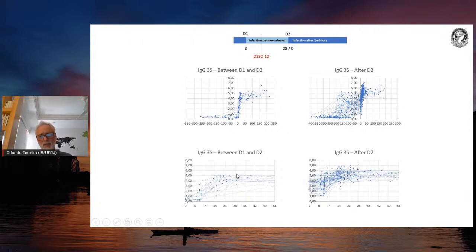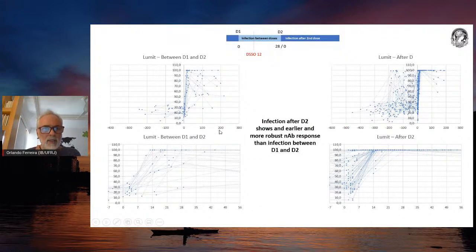The same thing here is just showing the kinetics. I think we have a delayed kinetic for infection between doses, meaning that the individuals tend to delay the increase of IgG. And if they do get infected after the second dose, you have a faster increase in IgG levels. The same we can see here in the level of neutralizing antibodies.